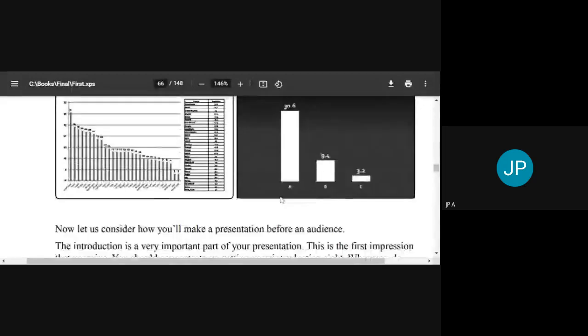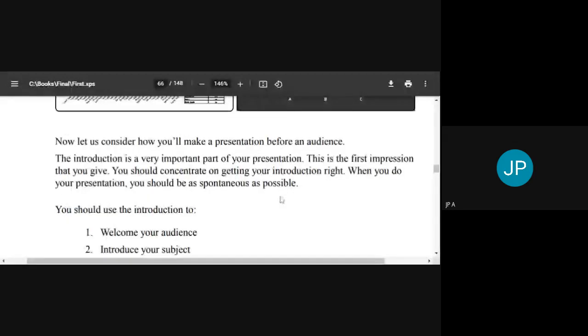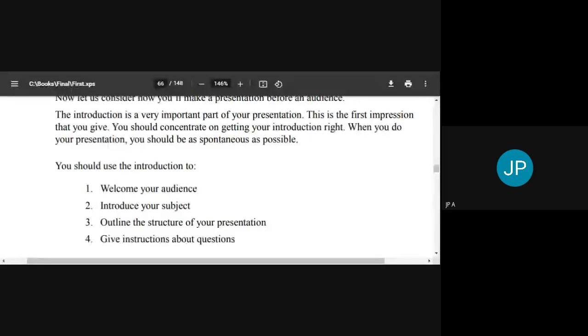Okay. So now we move on to the actual presentation. When you make a presentation before an audience, the major things are the introduction. As we discussed in the beginning, the introduction consists of things. We welcome the audience. So first slide, we greet the audience, you welcome the audience. Then we introduce the subject. So there will be the title slide, introducing the title.